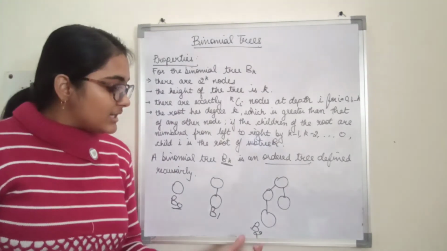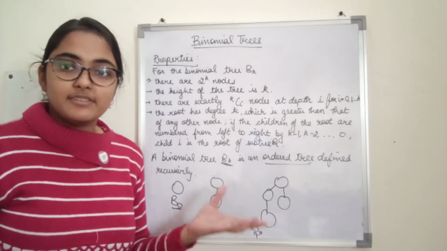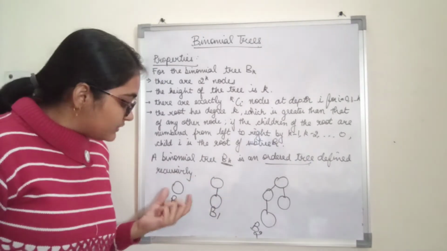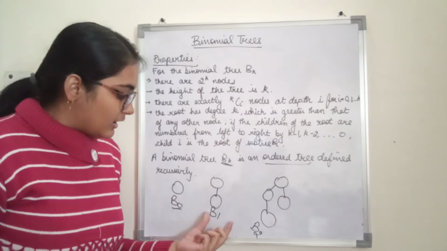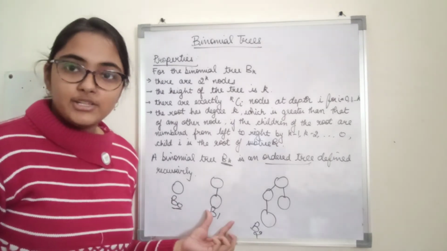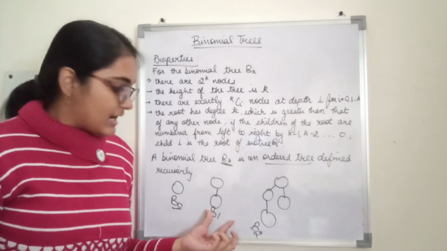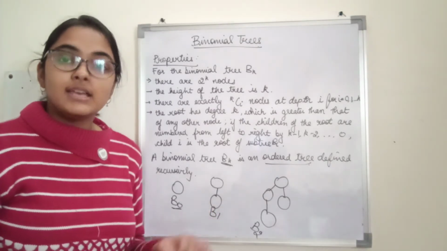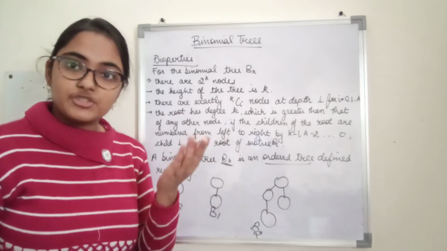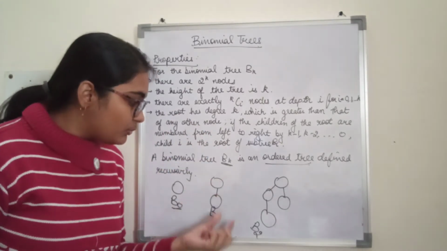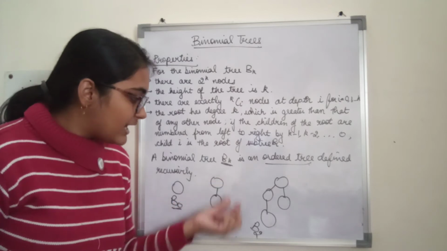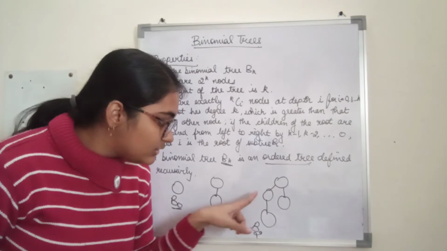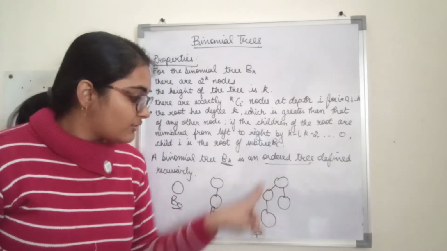Right, so binomial tree Bk is an ordered tree that is defined recursively. We are given B0, and using B0 we are constructing Bk, right? How? We are linking two trees Bk minus 1 to form Bk. And how are we doing it? The root of one is made the leftmost child of the root of another. So when we link two B1 to form B2, this is one B1 and this is the other B1, and these two trees are linked like this to form B2.